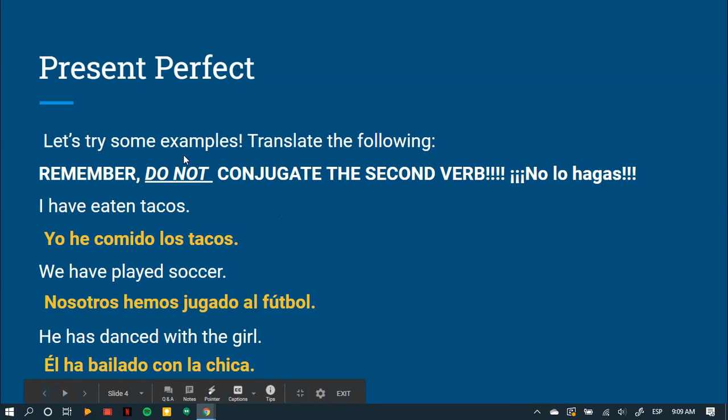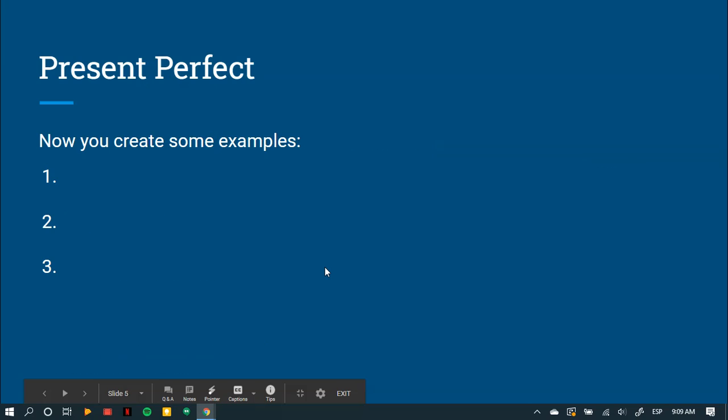And that's how we form the present perfect tense. Take this chance to try and write some of your own examples. You can take these examples and show them to a teacher to make sure that they've gone well.